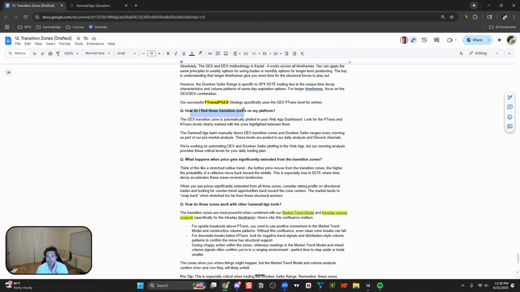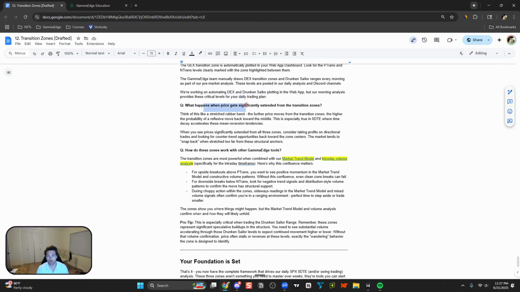Third question, how do I find the transition zone in the platform? As we said earlier, the GEX transition zone is automatically plotted for you in the web app dashboard. In terms of the DEX transition zone and the Drunken Sailor ranges, we manually draw these for you each day as part of our pre-market routine that we post every day in the Discord. We are working to get these automated into the web app dashboard, but for now they are manually drawn by us.